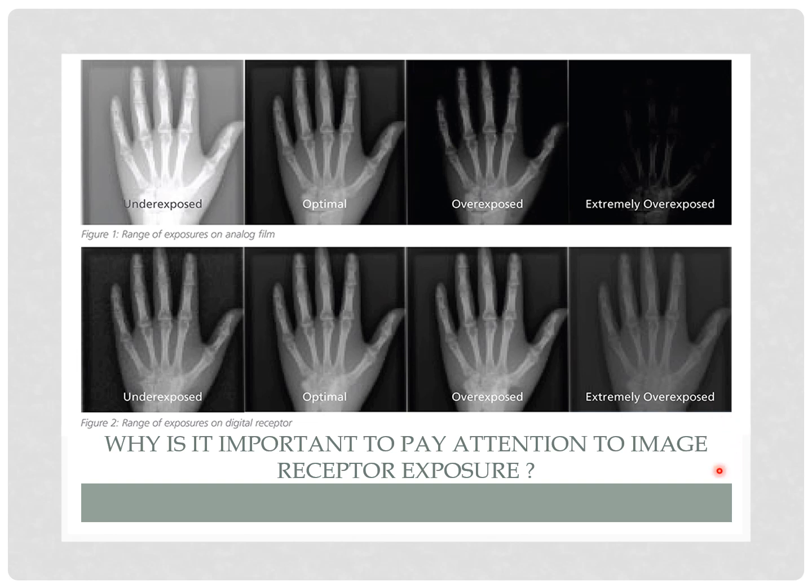Why is it important to pay attention to image receptor exposure? This is where dose creep comes in. Dose creep is where a technologist is basically just shooting a high technique or doesn't care about positioning because we can just reshoot the image. And this just causes more exposure for the patient.